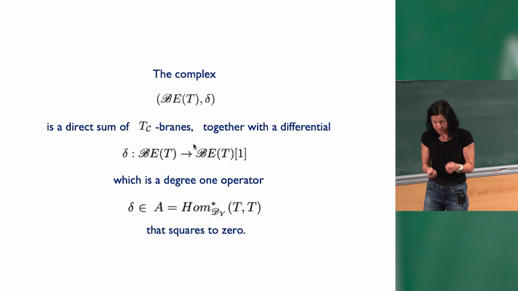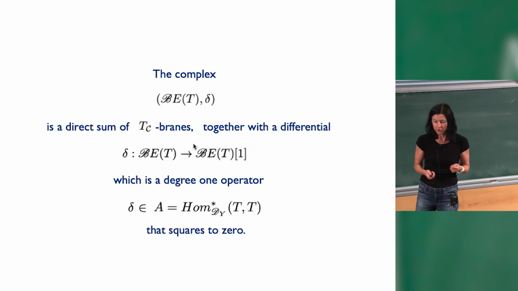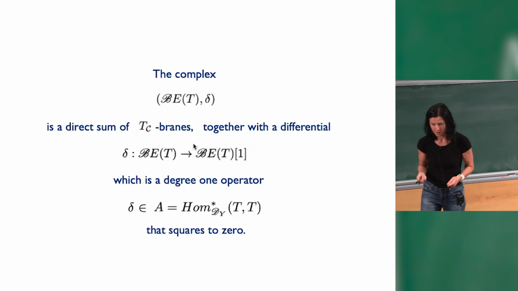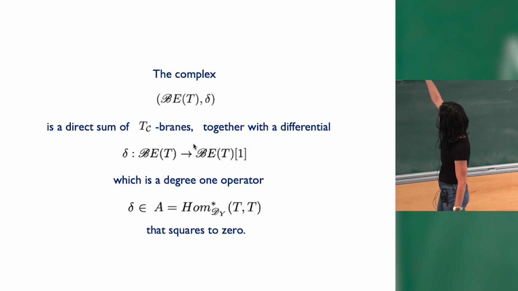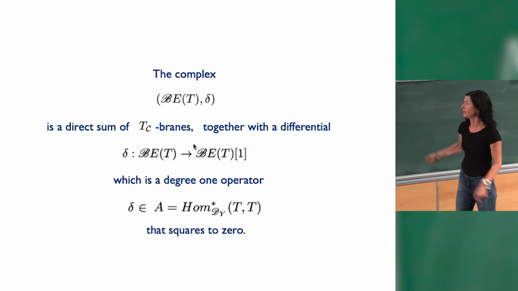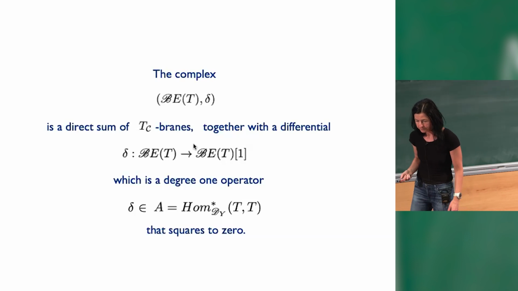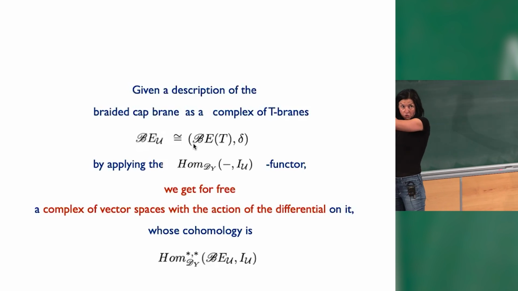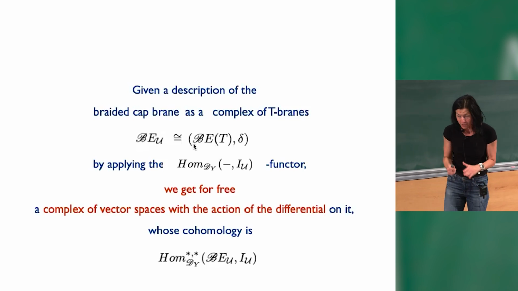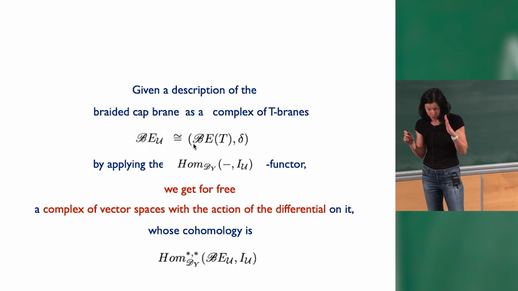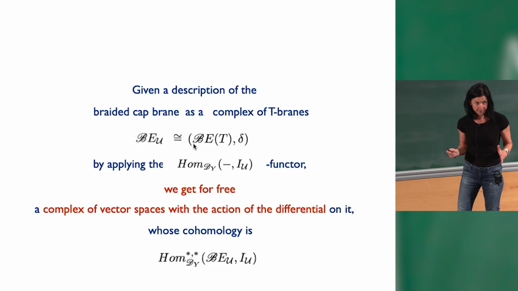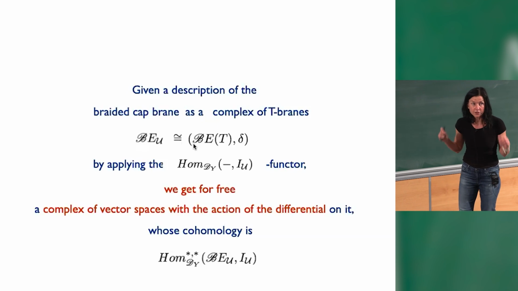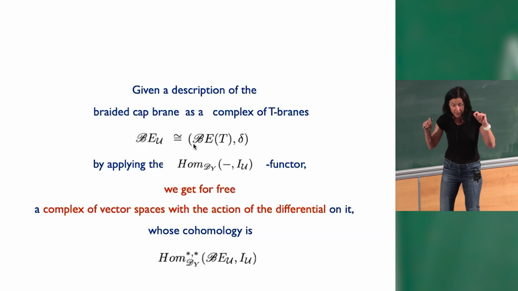So that complex will be a direct sum of generators in various degrees together with a differential. That differential is a degree 1 operator that squares to 0. Okay. So it maps the direct sum brane to the direct sum brane shifted in homological degree by 1 that squares to 0. If you have such a description, so these braided figure 8s, we can describe them as complexes of these T-branes. It turns out you're done. Okay. For the purposes of Homs we need to get link invariants. You're done because applying the Hom functor, homming them with these I-branes, you get for free a complex of vector spaces. You don't have to do complexes, you get a complex of vector spaces.